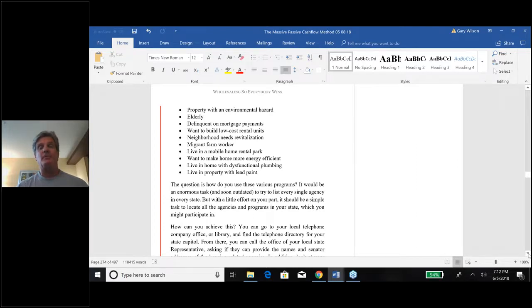How about neighborhood grants where neighborhoods need revitalization? There were loans at one time for migrant farm workers, people who live in mobile home parks, people who want to have energy efficient homes. All kinds of loan programs out there. So let's look at some tonight.